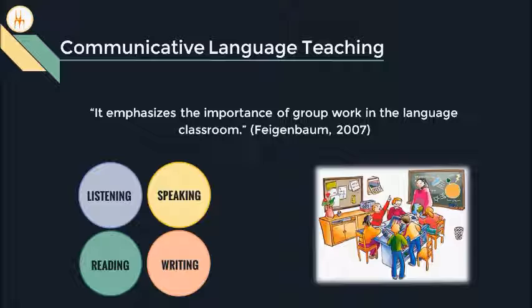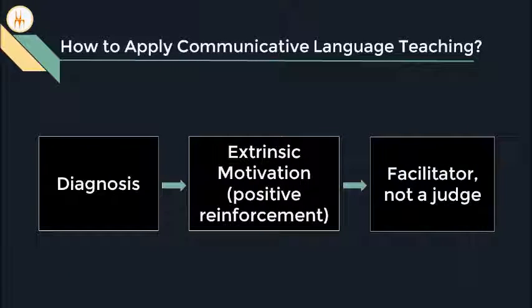Now we have communicative language teaching, which is a method that emphasizes the importance of group work in the language classroom. This approach seeks to help students develop competences in their four skills: listening, reading, writing, and speaking, and produce authentic language. But how can we apply it in a classroom? First of all, the teacher must make a diagnosis to see the students' needs and their preferences. Also, the teacher must provide extrinsic motivation, giving positive reinforcement, and be a facilitator, not a judge.